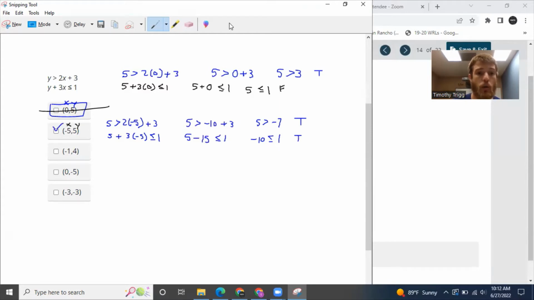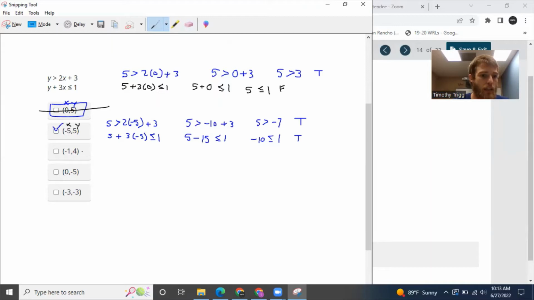Let's check the next coordinate. So remember, there might be a lot of points, in fact, infinite points in the solution set. So in pretty much all these situations, there will be infinite points in the solution set in the double shaded region. So in fact, all of these could be in the double shaded region. We just have to check them one by one.